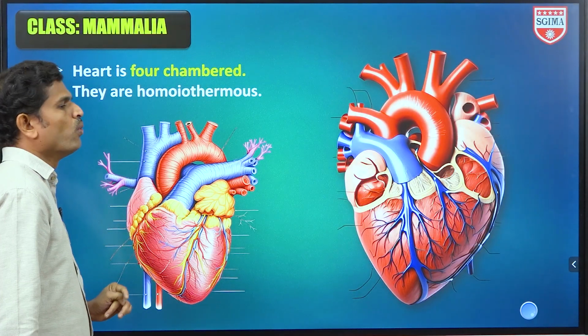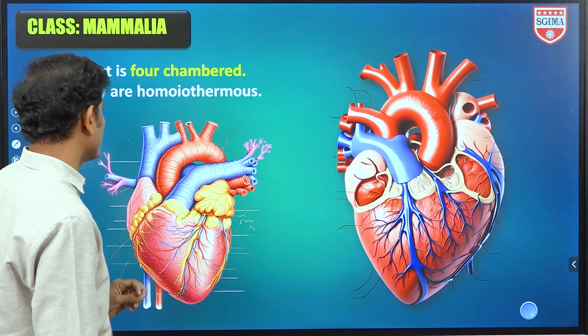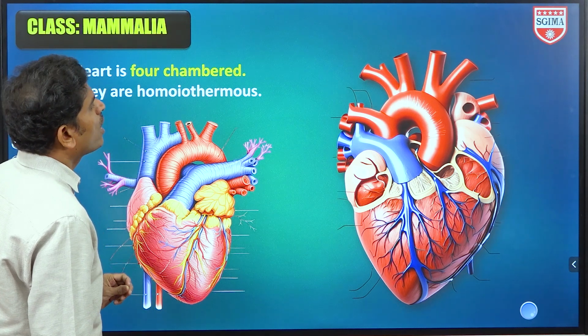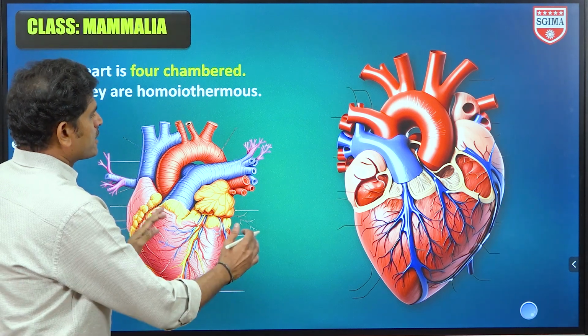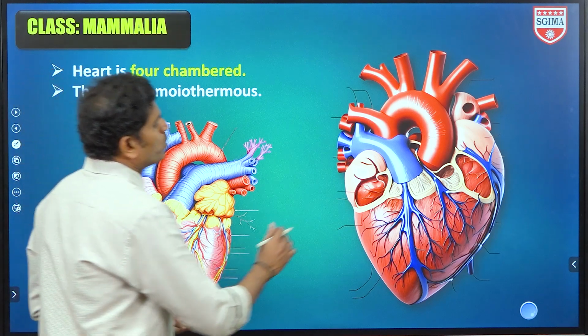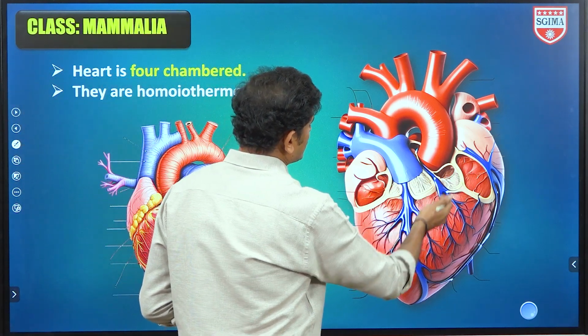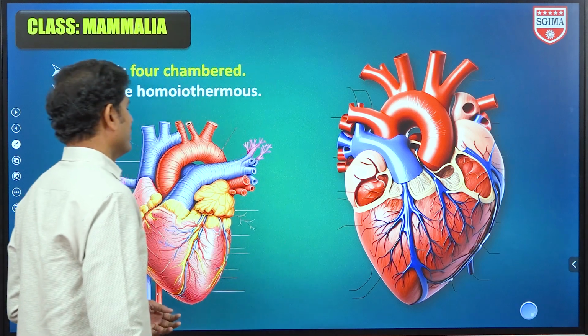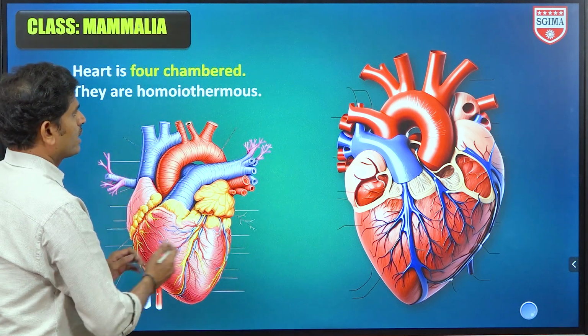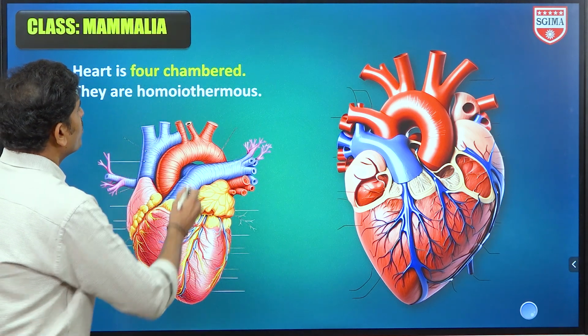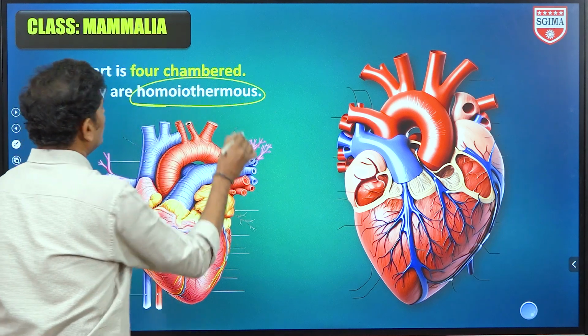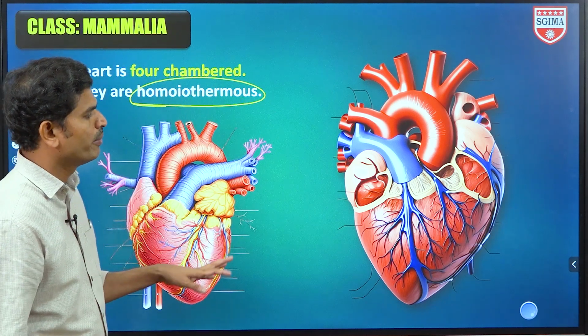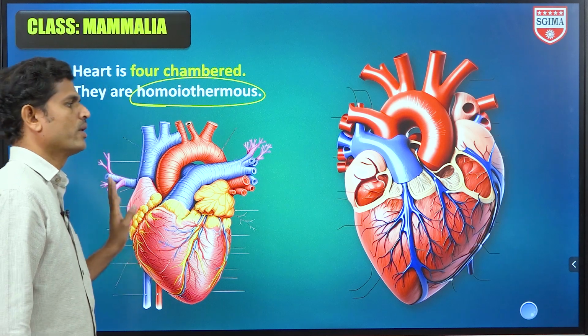Heart is 4-chambered, and this 4-chambered heart is present in these organisms. इसमें 2 upper ones are called auricles, lower ones are called ventricles. So auricles, ventricles are present. They are homeothermous. Homeothermic बोले तो warm blooded organism. They are able to maintain the body temperature constantly.